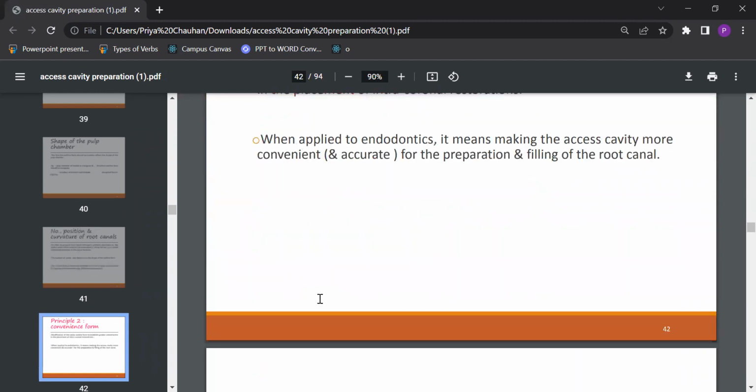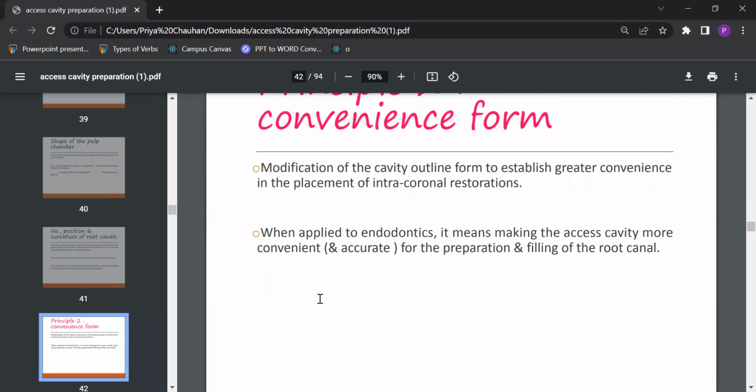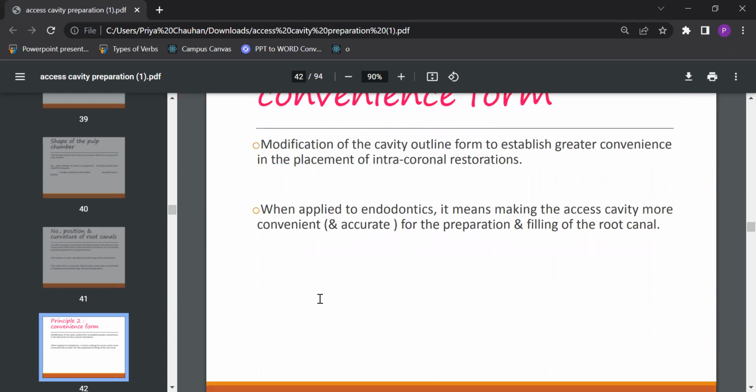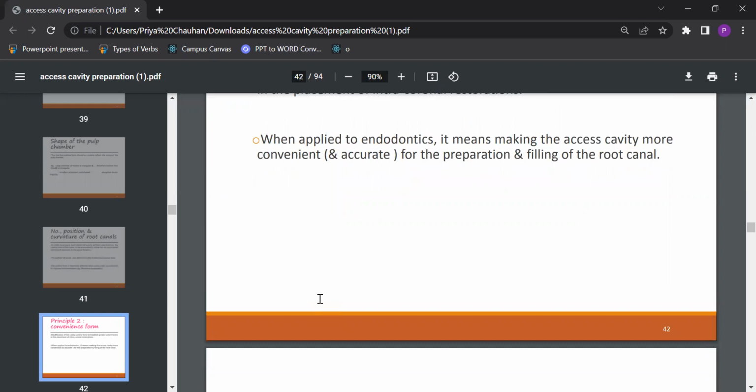Principle 2 is convenience form. What comes under convenience form? Modification of the cavity outline from the established form for greater convenience in the placement of an intracoronal restoration. When applied to endodontics, it means making the access cavity more convenient for the preparation and filing of the root canal.